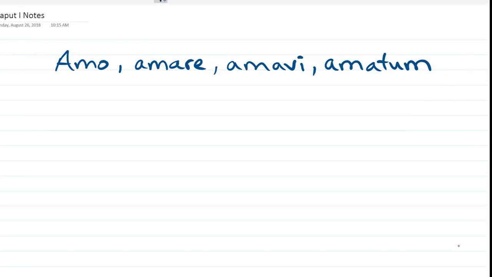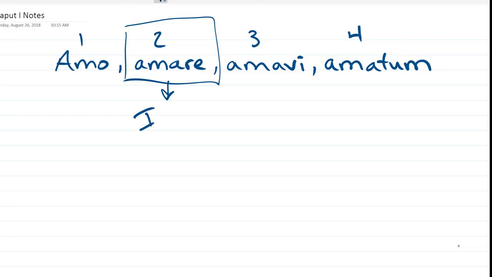And so what we have here is just one of our verbs from this chapter, amo, amare, amavi, amatum. Okay? And if you notice, there are 4 different parts, 1, 2, 3, and 4. And we can talk a little bit more about what each part does and what each part is used for here, but the important one is your second part. That second part is what's called your infinitive.